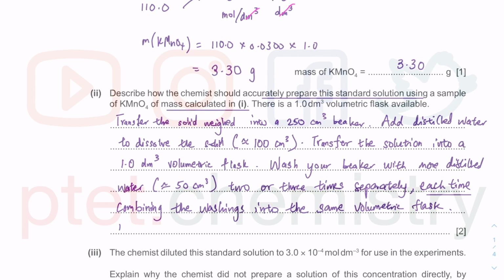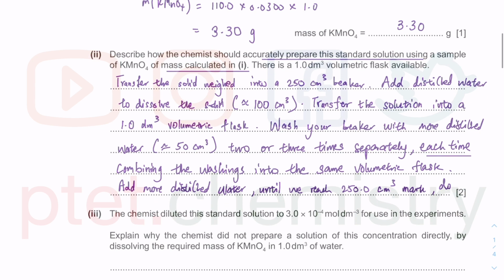Then what you do is add more distilled water. You want to just top up, add more distilled water until we reach the 250.0 cm3 mark. Add drop wise towards the end, because you want to do it drop by drop.